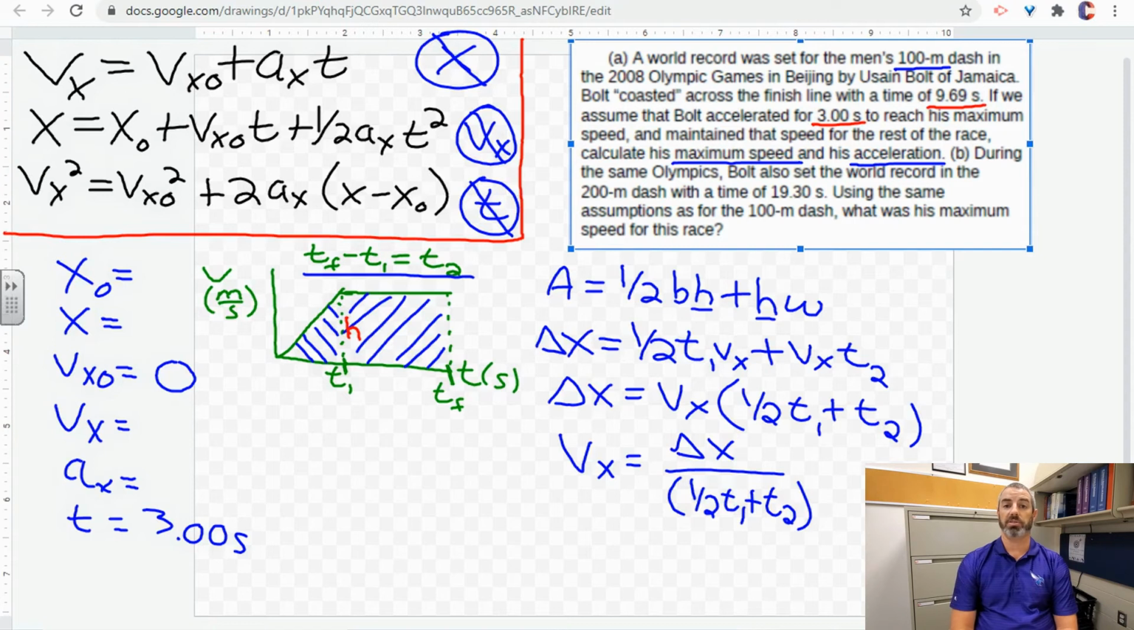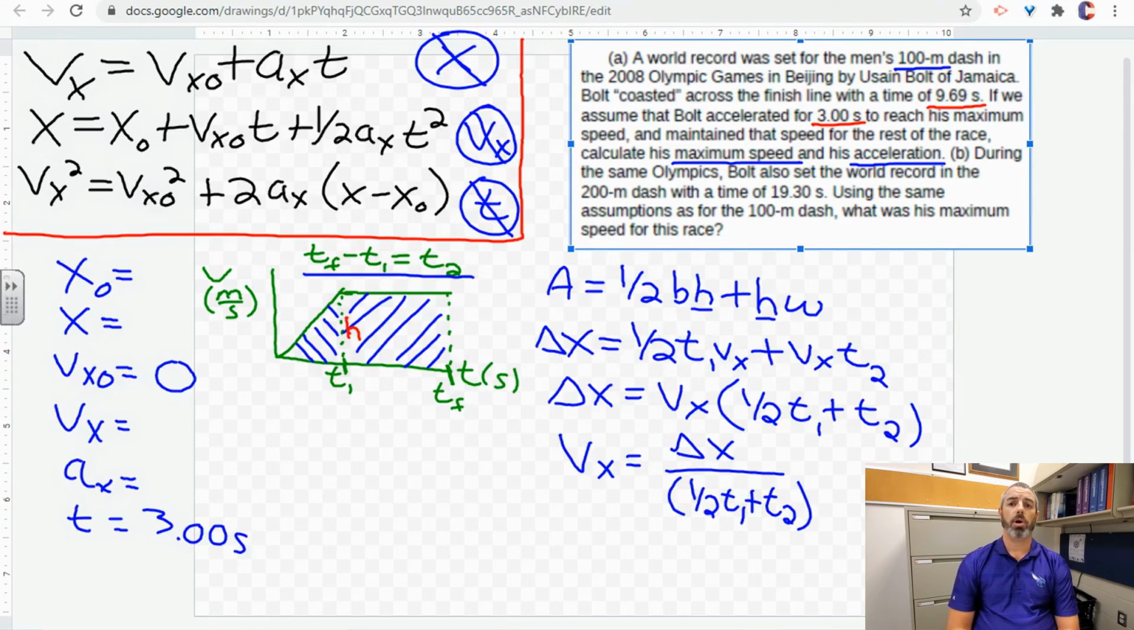So now we're ready to plug some numbers in, and we can find our final velocity. And we could also use our final velocity then and use that on our velocity time graph to find the slope, to find the value of the acceleration. And that would be finding the slope from 0 to 3 seconds.